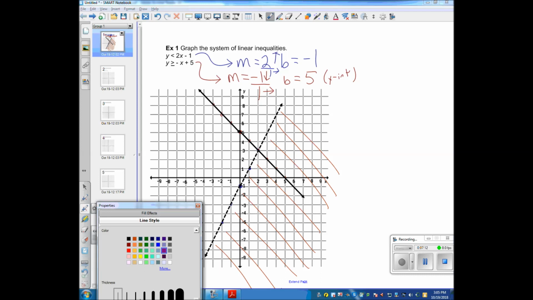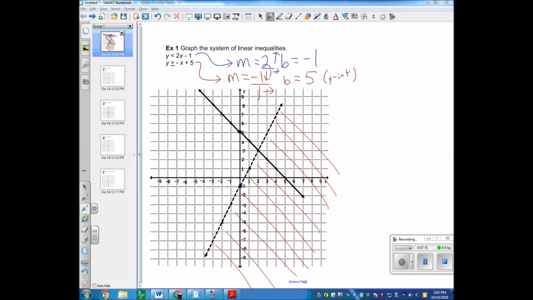Switch colors. I like purple. It's such a pretty color. Don't judge me.